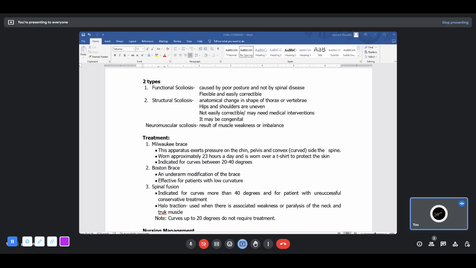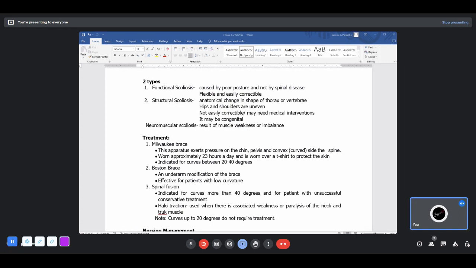Hindi siya madaling i-correct. And then, neuromuscular scoliosis naman, this is a result of weak muscles, this is a result of muscle weakness or imbalance. Okay, for the treatment for the scoliosis, we have three treatments. First one is the Milwaukee brace.